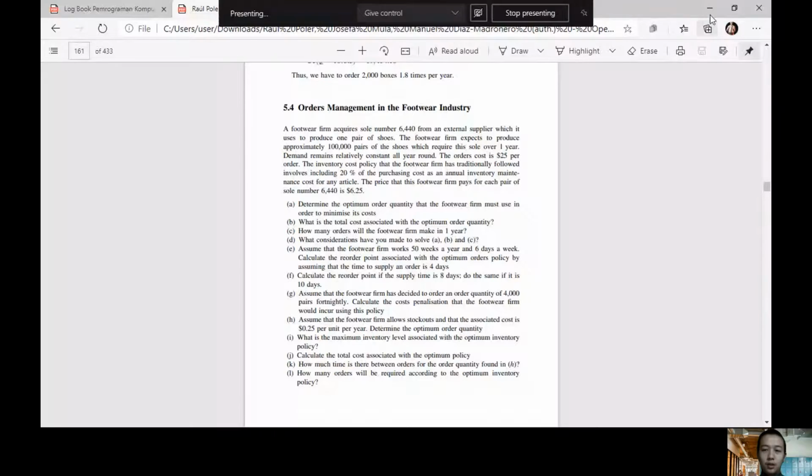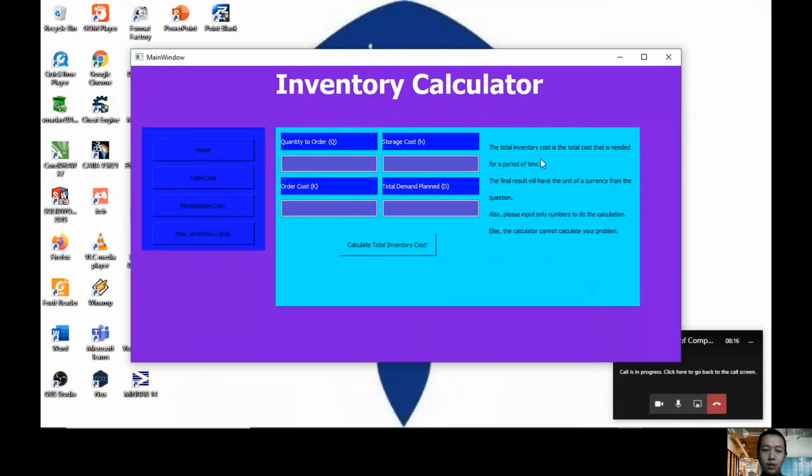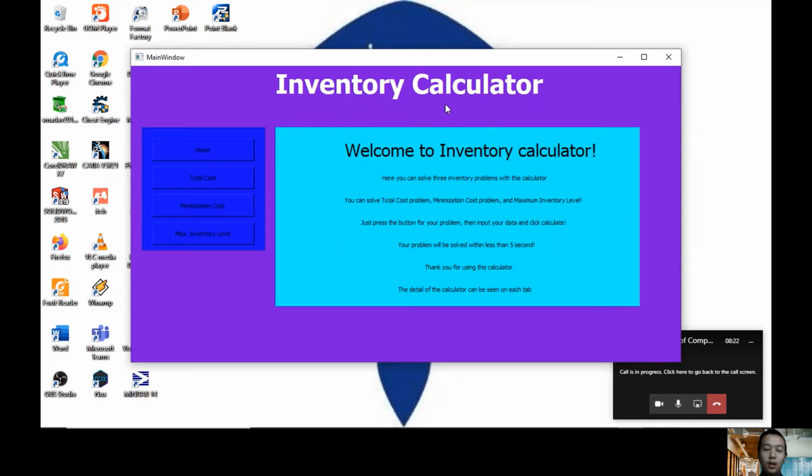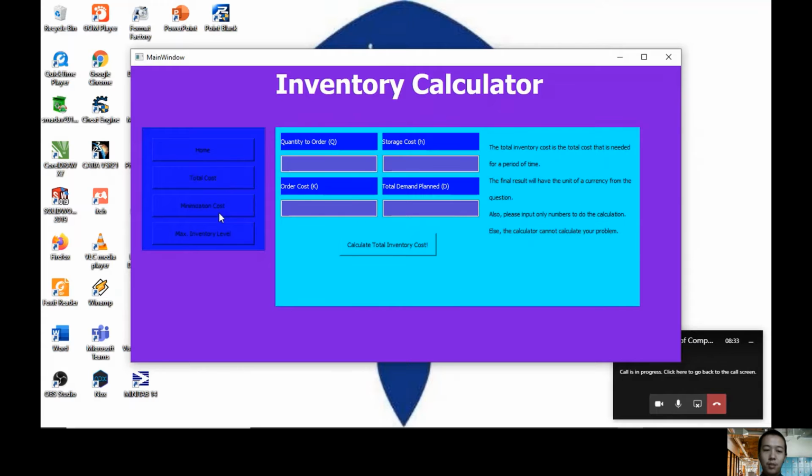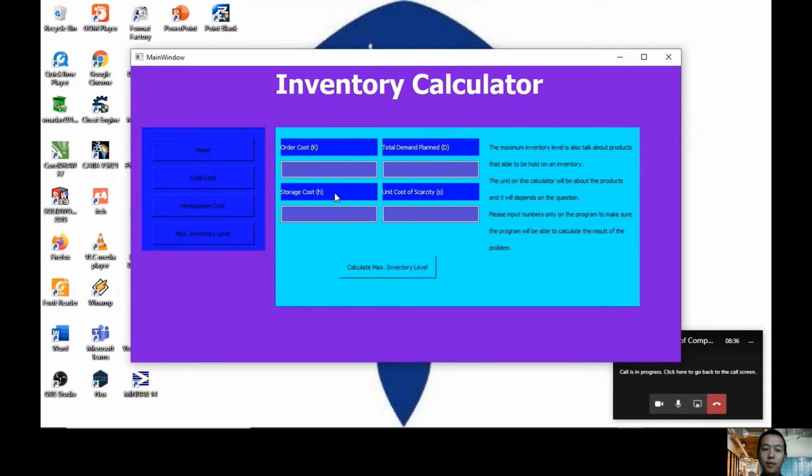1906-10146. And now I'm going to explain my final project of computer programming, which is making a UI to solve operation research problems. So let me show my screen. Okay, so this is the UI. It is an inventory calculator, and this UI can solve inventory problems. There are three inventory problems that this program focuses on: total cost, minimization cost, and maximum inventory level.